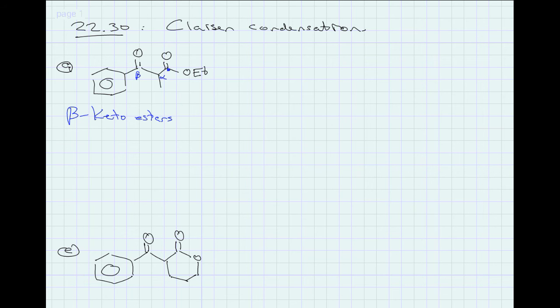So I think the easiest way to solve these problems, you can do them very quickly if you just do a quick retrosynthetic analysis. So what you're going to want to do is break the bond between the alpha and the beta carbon. And let's see what happens when you do that. So let's break that apart and let's see what we have. So let's just leave that part as it is, and then the other part will be this ethyl ester.